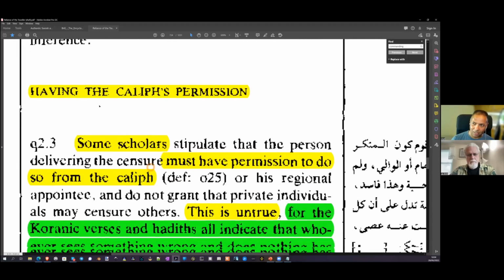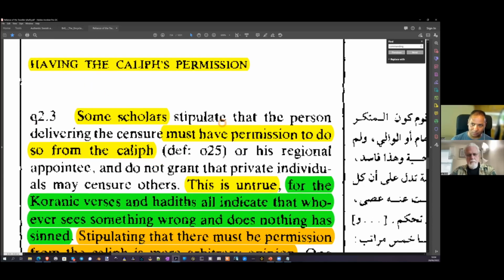Now, it says here, having the caliph's permission. Now, there's one commenter who's been saying, none of this is valid if there is no caliph. And that's not quite true. We'll see an example of this right now. But understand, do you want it to be a caliph, and do you want this to become the law? Because if there is a caliph, that means that this is a caliphate, and this is the law.